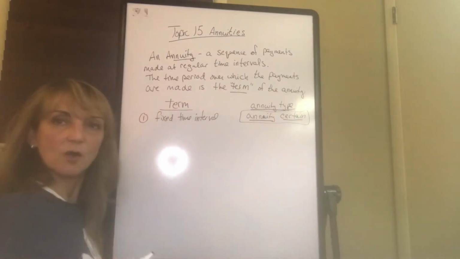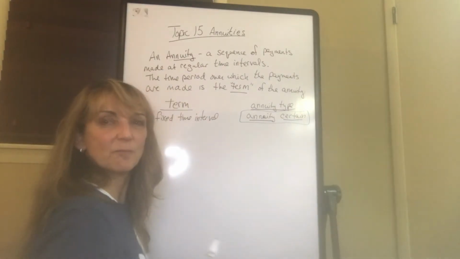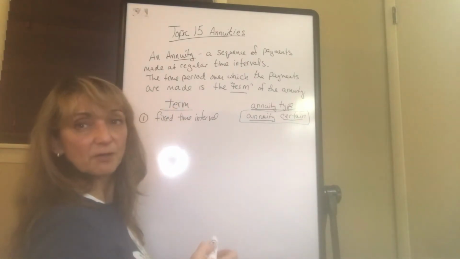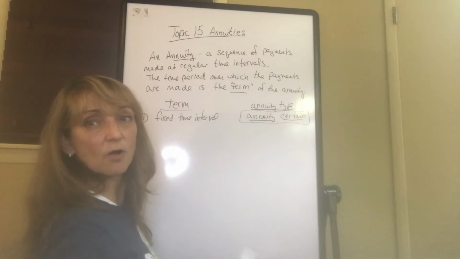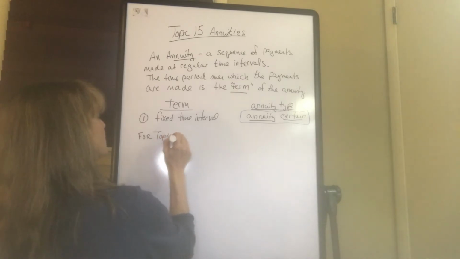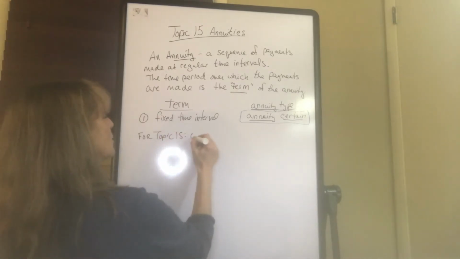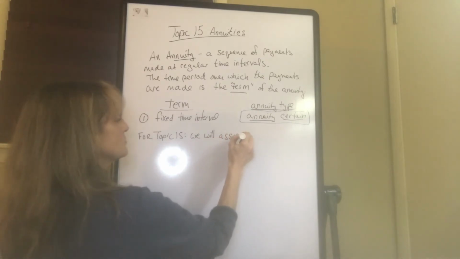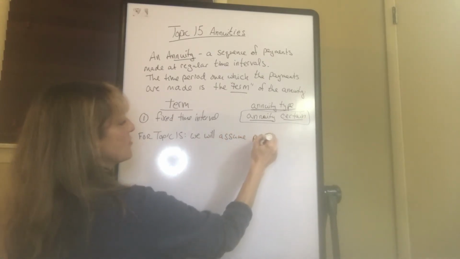The payments that go into an annuity don't always have to be equal, but usually they are. For topic 15, we will assume that the payments are all the same amount.